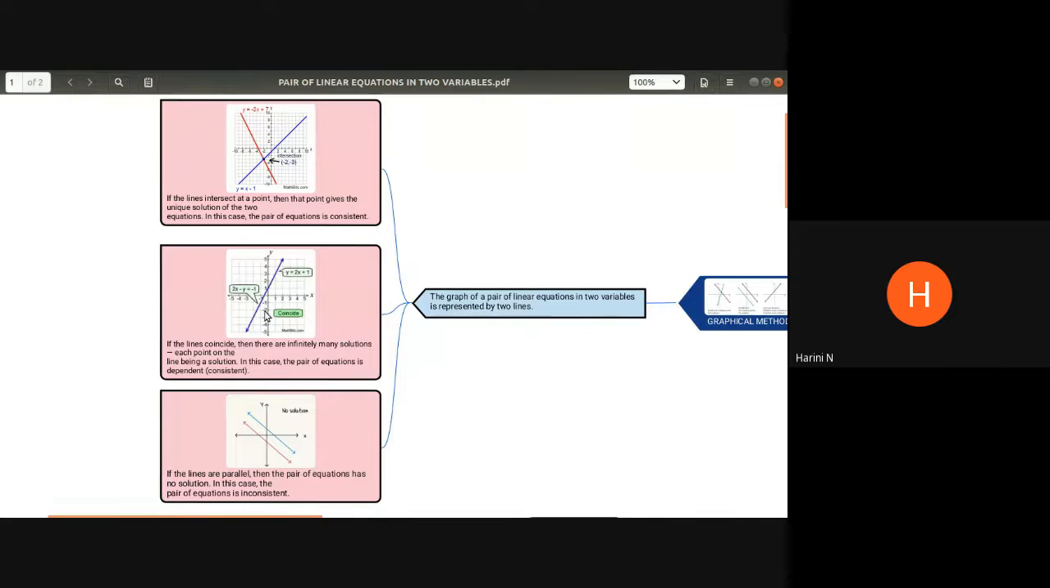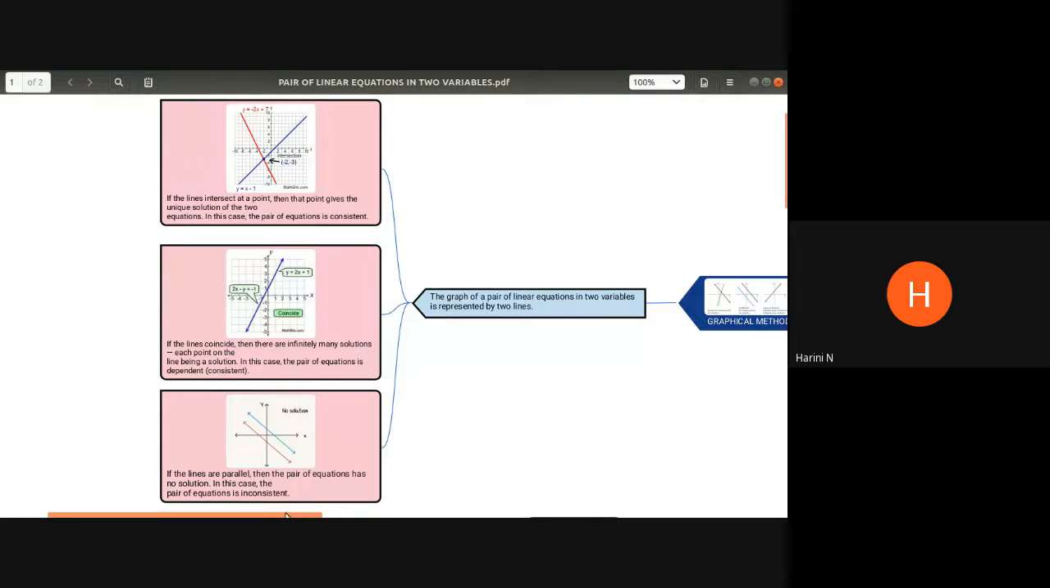Then, of course, the graphical solution: I have just now told you that there are three different graphical solutions available: intersecting lines, coincident lines, or parallel lines. Coincident means the lines are lying one over another. That's why you're seeing only one straight line. Though the equations are two, only one straight line is drawn. That means both the equations are represented by the same straight line. Such a condition happens when the lines are coincident. They are one over another.